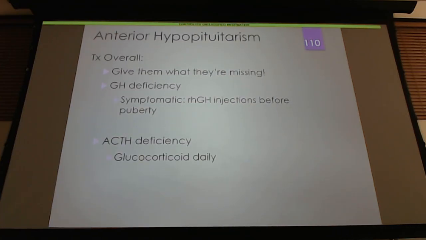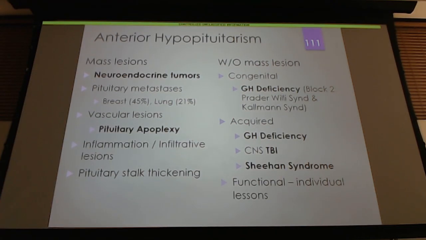Okay. So what's the benefit? If we know they're deficient, we can give them what they're missing, whether it's levothyroxine or growth hormone injections. If they're short on cortisol, we're going to give them glucocorticoids. So there's a few topics. There's a lot, I guess, but we're only going to dive into the bolded ones.